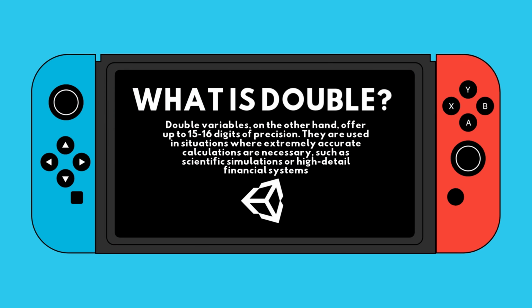What is double? Double variables, on the other hand, offer up to 15 to 16 digits of precision. They are used in situations where extremely accurate calculations are necessary, such as scientific simulations or high-detail financial systems.